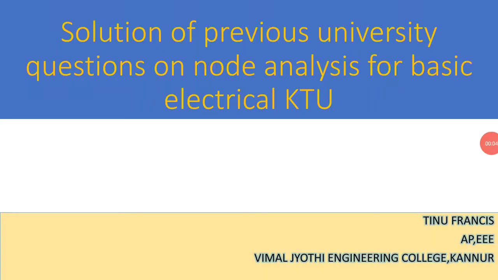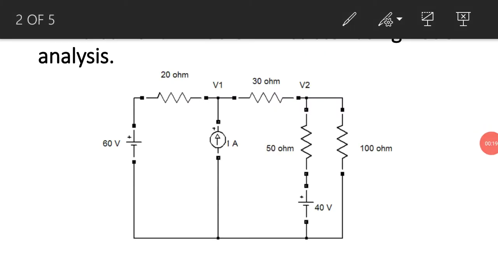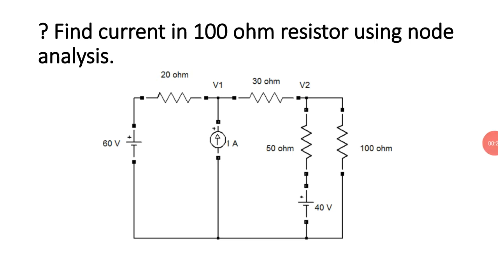Hi all. In this video I am going to discuss the solution of a previous university question of the K2 syllabus for Basic Electrical, and the university question is based on nodal analysis. The question is: find the current in the 100 ohm resistor using node analysis.